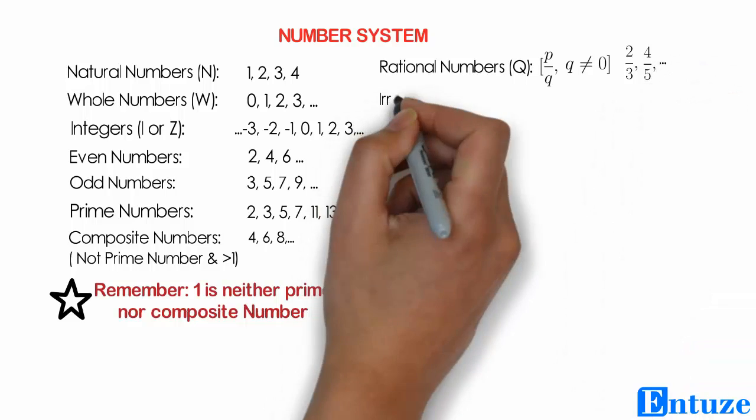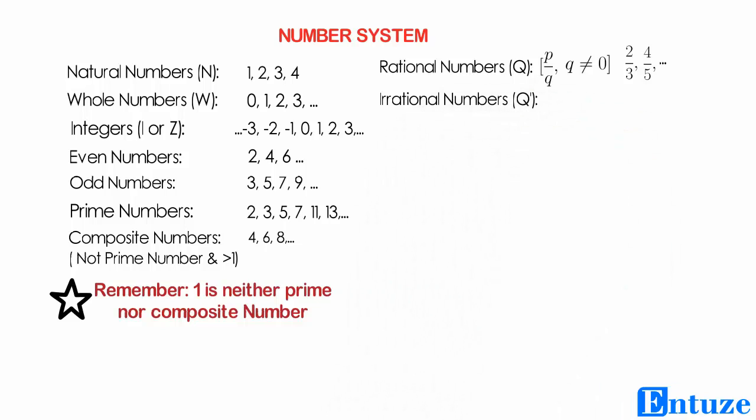Next type of number is called irrational numbers. The numbers which you can't represent as a terminating or recurring decimal are called irrational numbers. Examples: square root of 2, square root of 3. These are called irrational numbers.